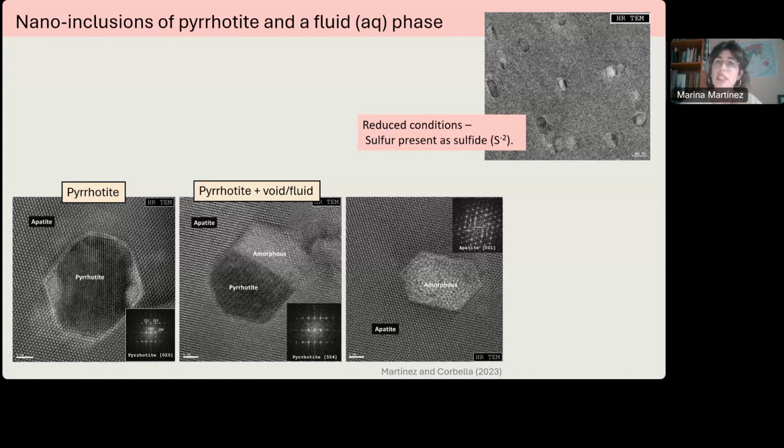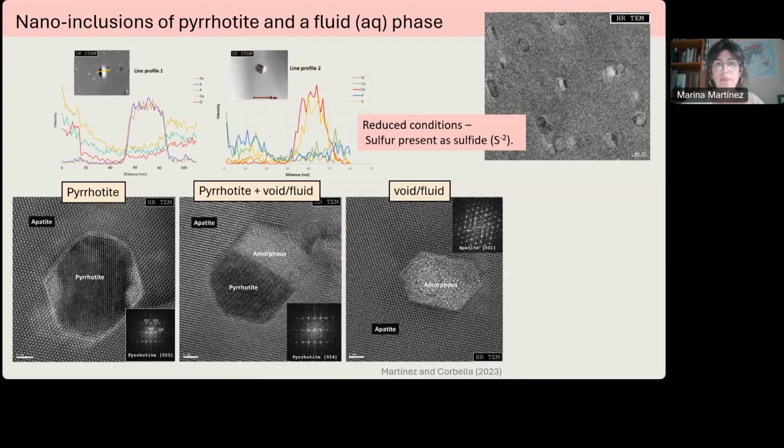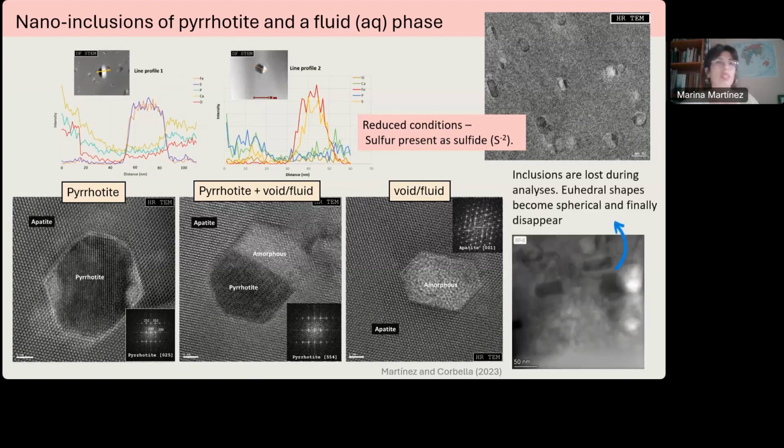Then we have these bimodal inclusions where we have pyrrhotite and an amorphous phase, and we have others that were just amorphous. When we tried to determine the composition, we were taking this type of inclusions that include both phases, and that's when inclusions were completely destroyed.